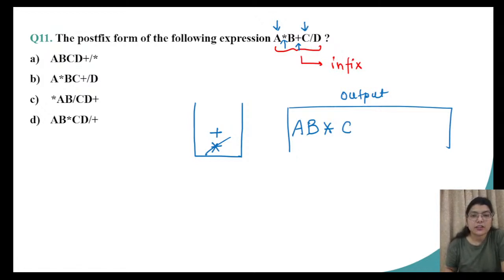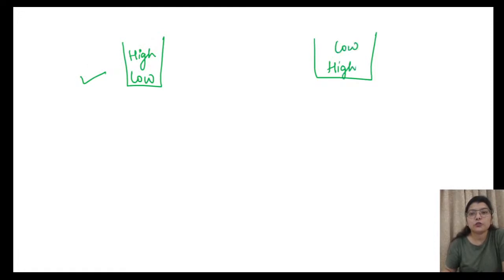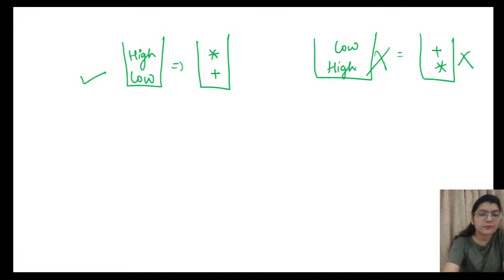Now I have division, so division is of higher priority as compared to addition, so division can come above. So simply think that this thing is possible: if I have low priority, I can have high priority above it. But if I have high priority, I cannot have a low priority above it. Simple thing. If you have a low precedence, meaning if I have plus I can have multiplication, but if I have multiplication I cannot have plus. This is the basic thing you have to see while converting infix to postfix.